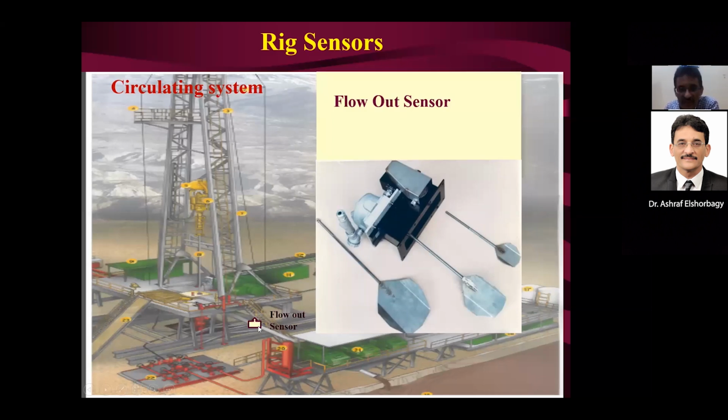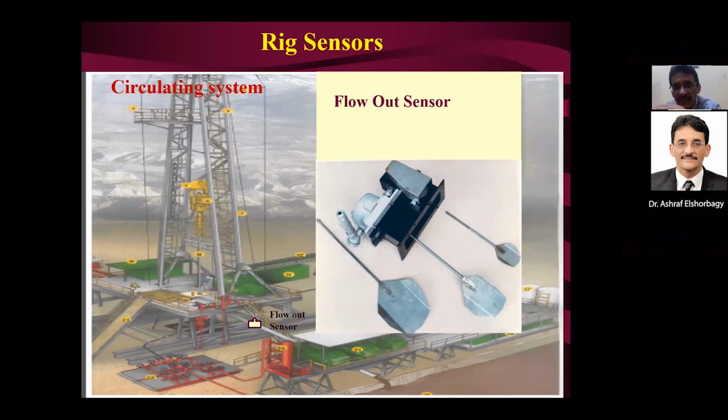What is the function of this one? What is the importance of this one? The first sensor which detects the gain or detects losses is the flow out sensor. It's a very, very important sensor to detect the gain. If we have an increase in the reading of the flow out, it means that we have a kick or a gain.